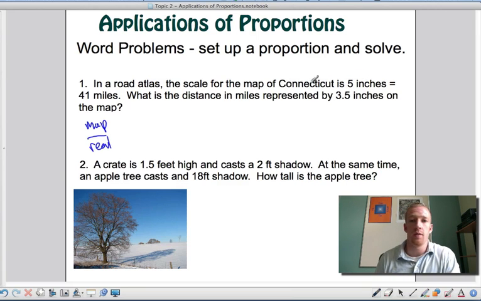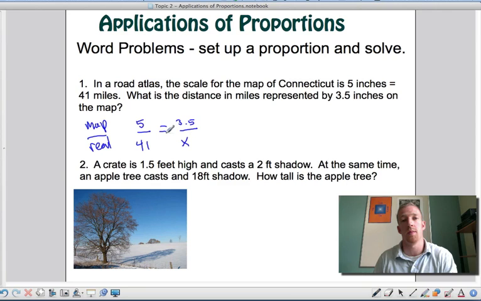So this map of Connecticut, we got 5 inches per 41 miles. Remember, when we compare, think fractions. And that's got to equal 3.5 inches over something. Both times it's the map distance over the real distance. That's what I mean by having the same things on top and bottom, right? Map and real, and this is for the map and the real.